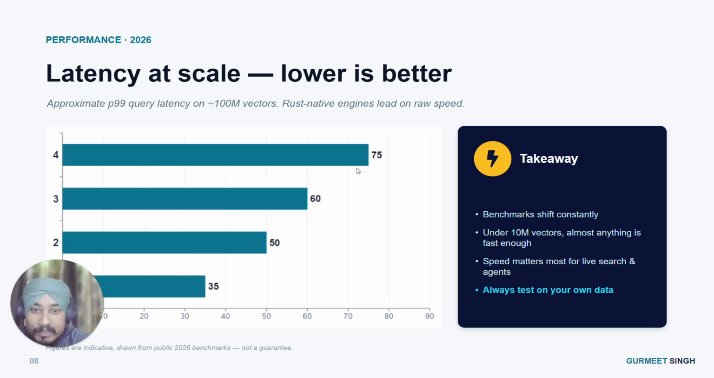Under about 10 million vectors, almost any of this is fast enough. You won't feel the difference. Speed really only becomes decisive for live user-facing search and for AI agents. So the golden rule, always test on your own data with your own workload. Vendor benchmarks are a starting point, never the final word.